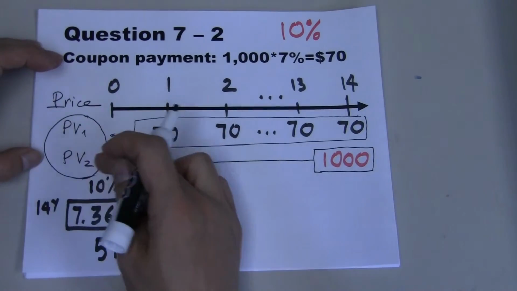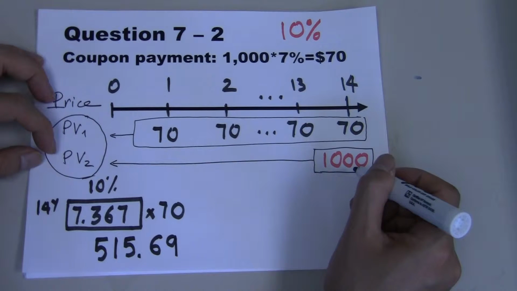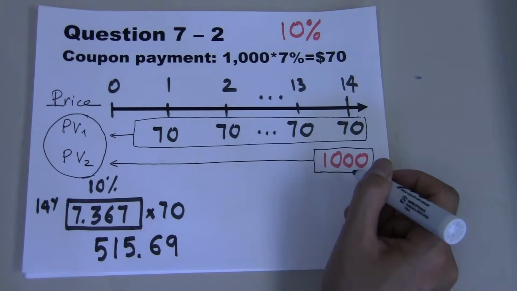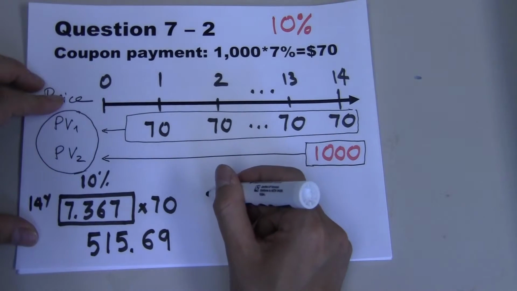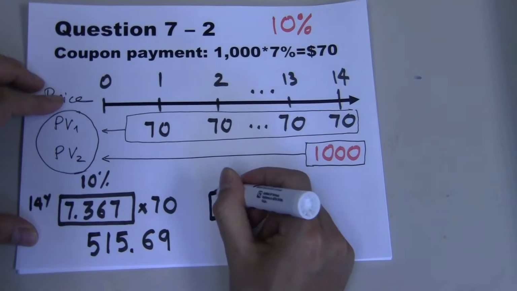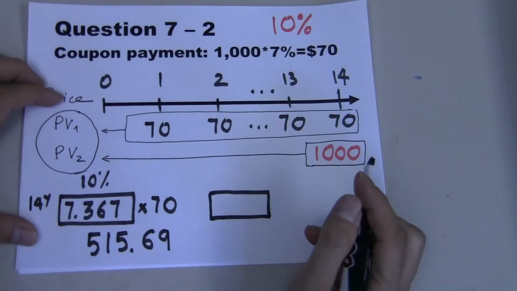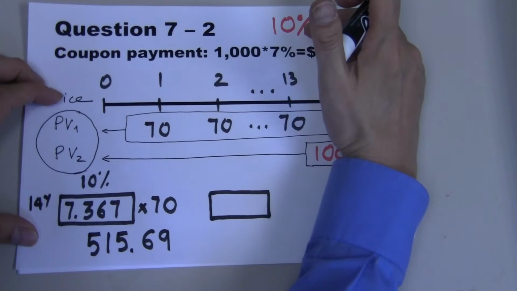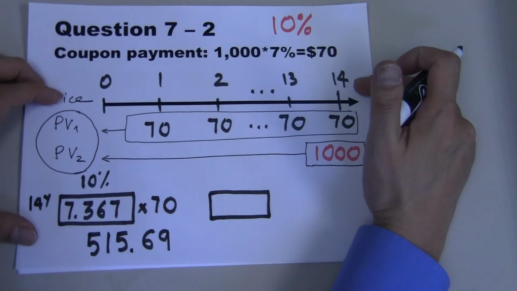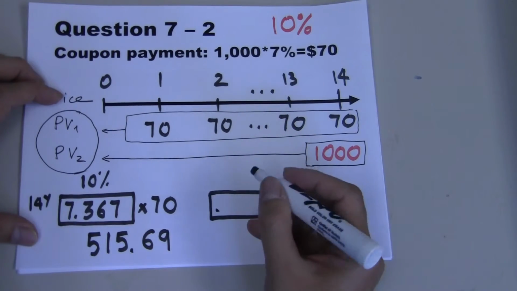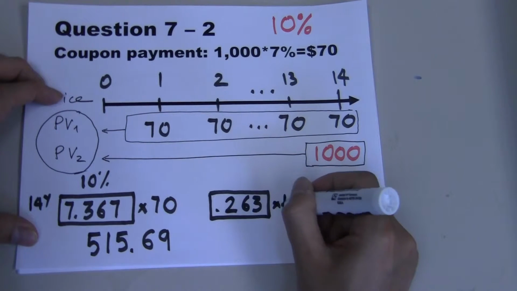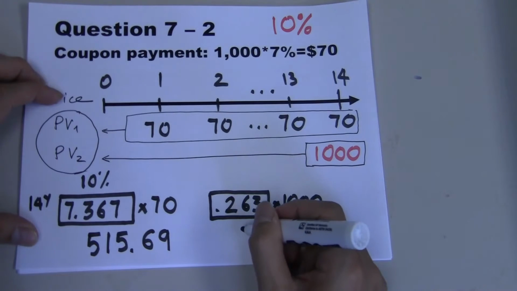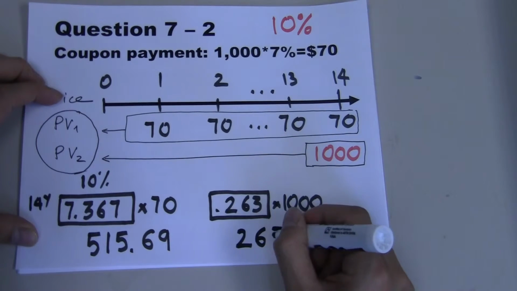515.69. Now the PV2 is the present value of that single sum. So we have to open the table of the present value of $1, and the factor is the cell on the column 10% and the row 14 years, and the value is 0.263. And we multiply by 1,000, right? And we have just 263.